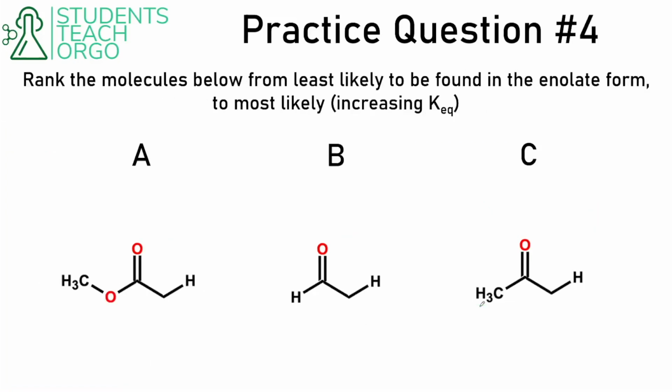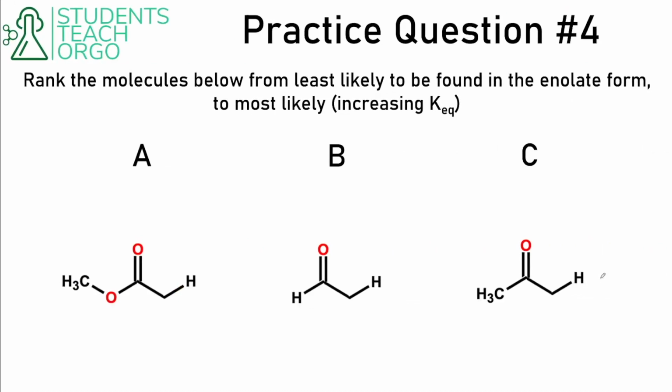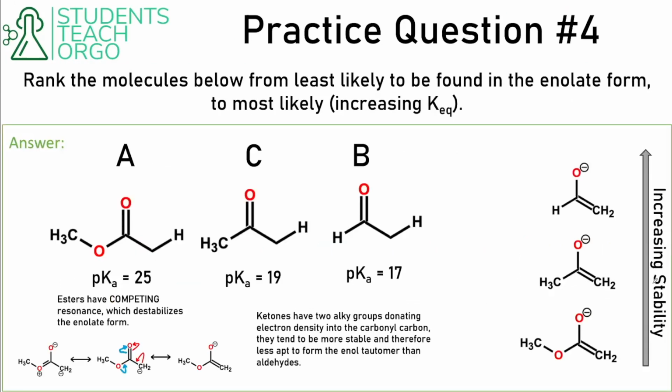Here's a second practice question about this concept. Again, I'm asking you about the equilibrium constant, but this time try to rank them in terms of increasing KEQ. So I'll give you a second to do that. Pause the video. Alright, I'm going to go ahead and show the answer. And we can see that B is going to have the highest KEQ, followed by C, and then A is going to have the smallest KEQ.